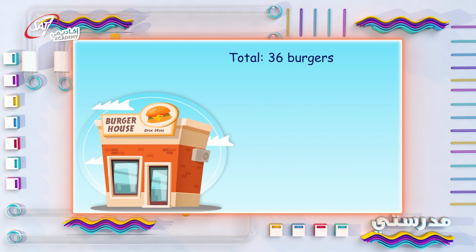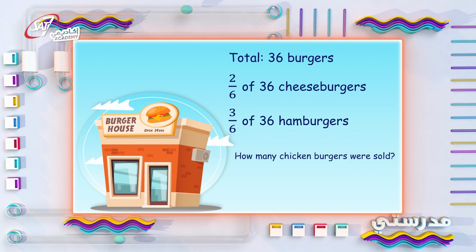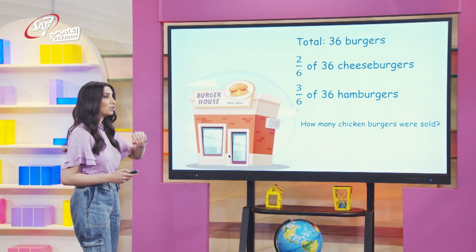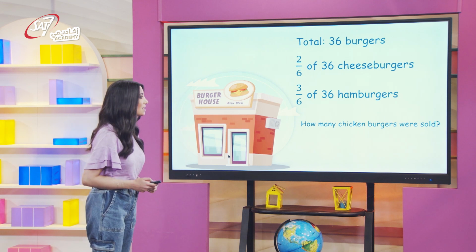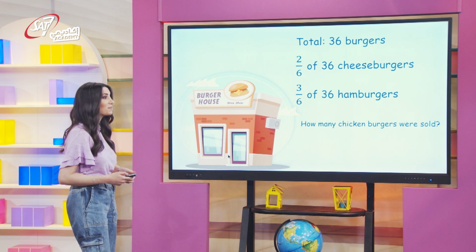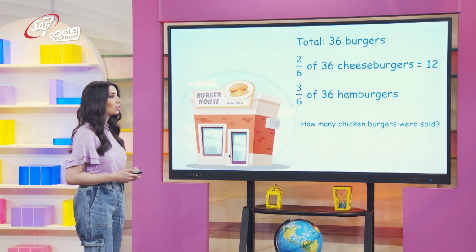36 burgers were sold at the Burger House on Monday. 2/6 of them were cheeseburgers, and 3/6 were hamburgers. The rest were chicken burgers. How many chicken burgers were sold? First, we need to know the number of cheeseburgers and hamburgers. 2/6 of the 36 burgers are cheese. Let's calculate. 36 divided by 6 is 6, and 6 times 2 equals 12 cheeseburgers.